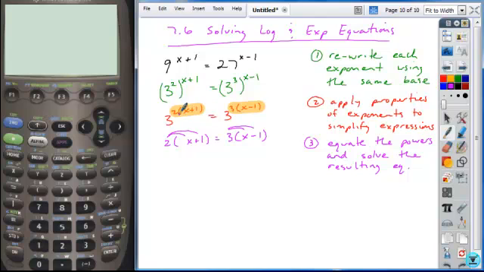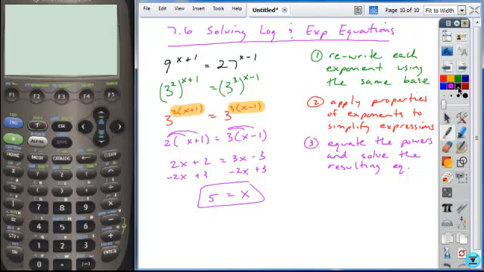When we equate the powers, we get 2 times the quantity x plus 1 equals 3 times the quantity x minus 1. Distribute through, so we get 2x plus 2 is equal to 3x minus 3. And now solve the resulting equation. If we subtract 2x from both sides, we get x. Add 3 to both sides to isolate our variable, we get 5. And that would be our solution.